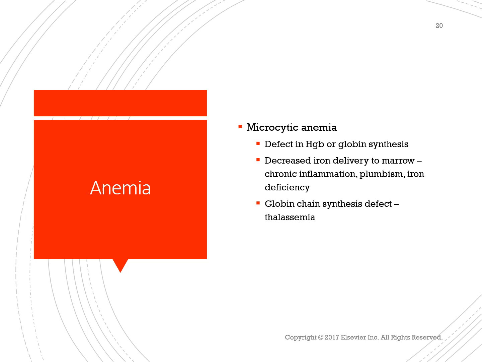So for microcytic anemias, these are a defect in the hemoglobin or the globin synthesis. With this, we see decreased iron delivery to the marrow, so that can result in chronic inflammation, plumbism, and iron deficiency. And then if we have a globin chain synthesis defect, then that would be when we would see thalassemia.